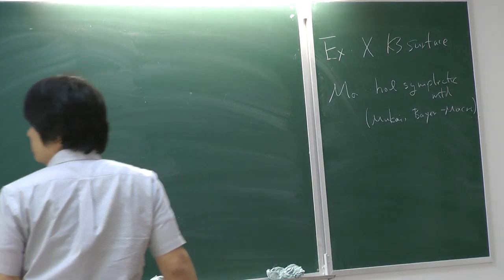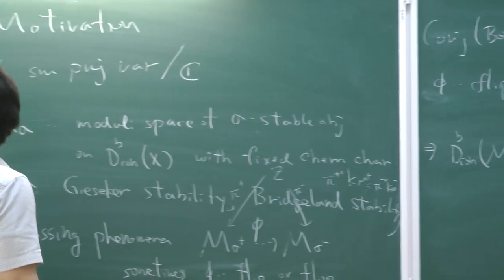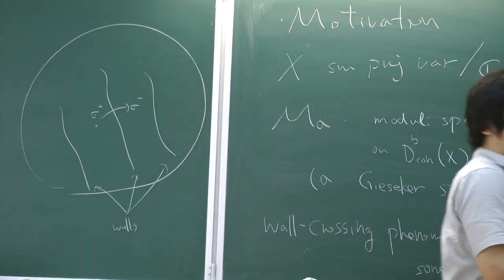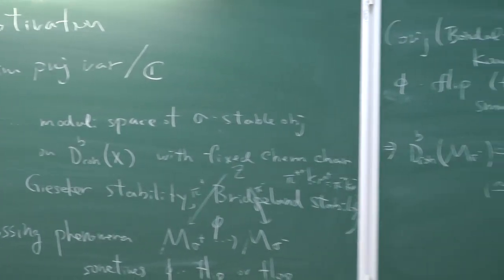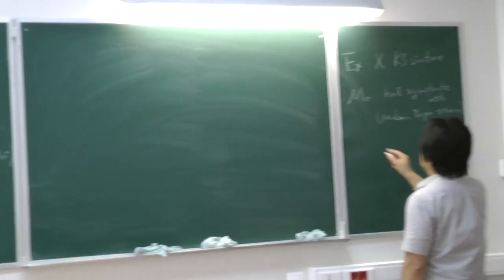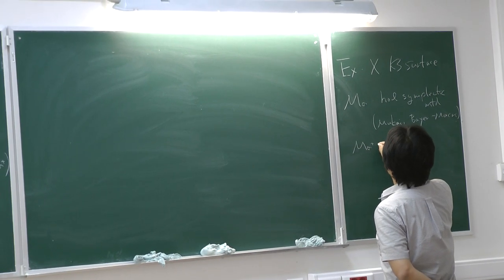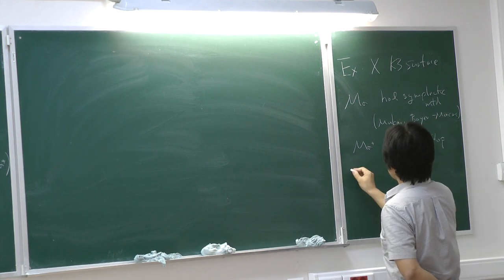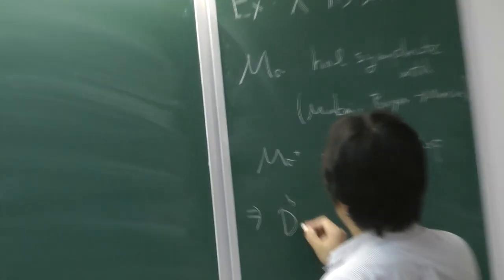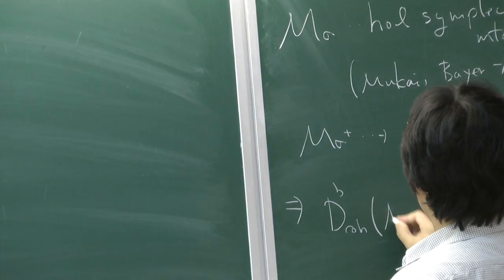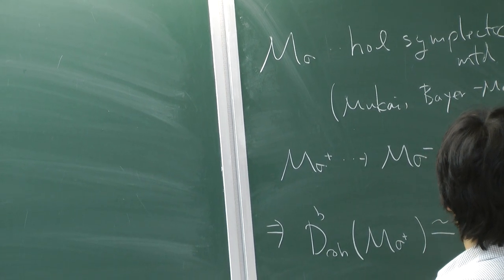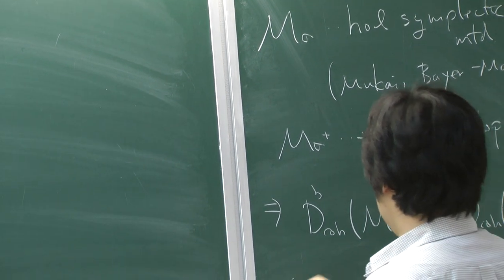Also in the work of Bayer and Macrì, they described the cases in which the moduli spaces are related by flops or somehow birational transformations. And indeed, if this is a flop, then there is an announced work by Daniel Halpern-Leistner that we have an equivalence of derived categories.